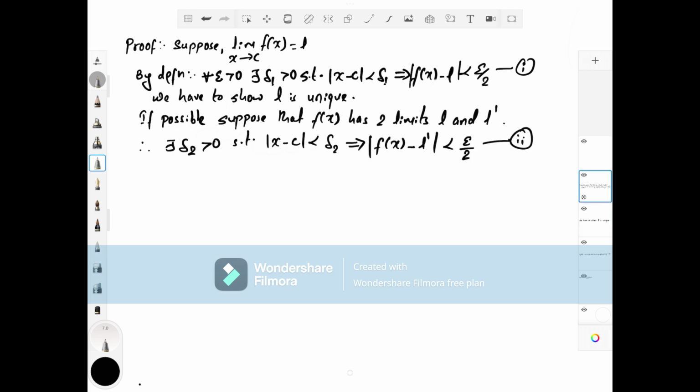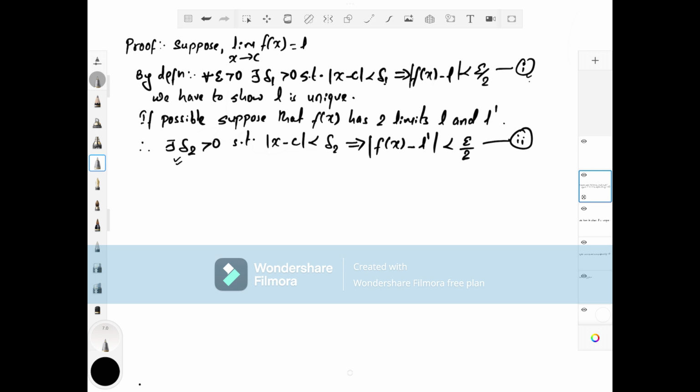That means function f has two limits L and L prime. Let's suppose, if possible, that f of x has two limits L and L prime. Therefore, we can write there exists delta 2 greater than 0 such that modulus x minus c less than delta 2 implies modulus f of x minus L prime less than epsilon by 2. Let's call these two inequalities 1 and 2.